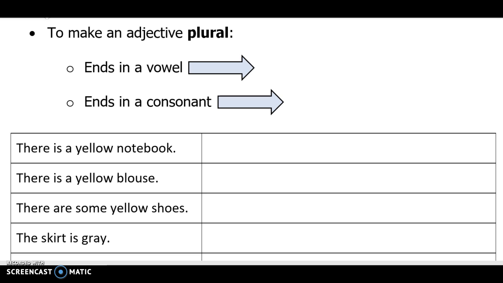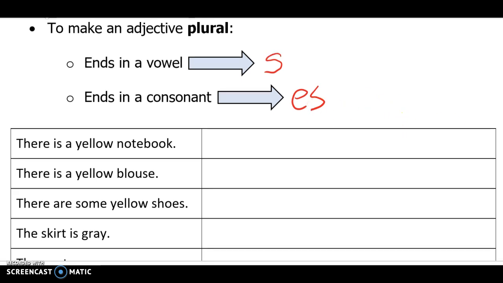If you want to make it plural, if it ends in a vowel, you just add the letter S. You got it. Add S's to make things plural. If it ends in a consonant, you are going to add, same rule, ES. It's the same thing. Right, same exact rules. So let's do some examples now and see how we can get this to work out.